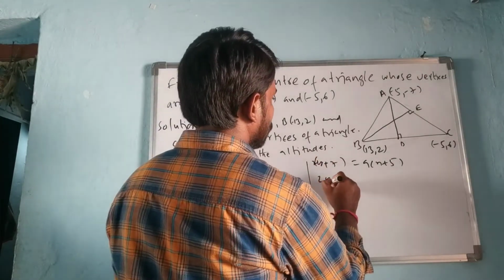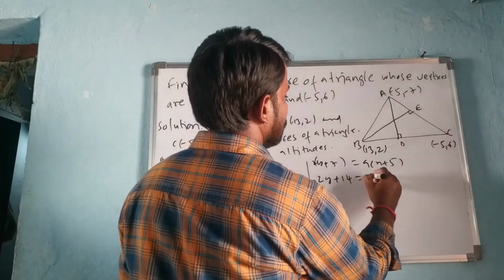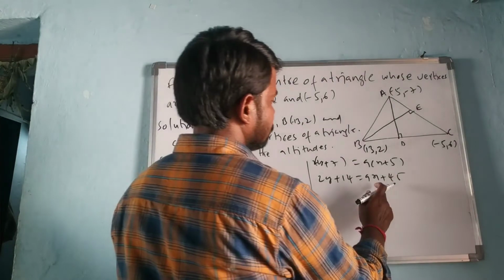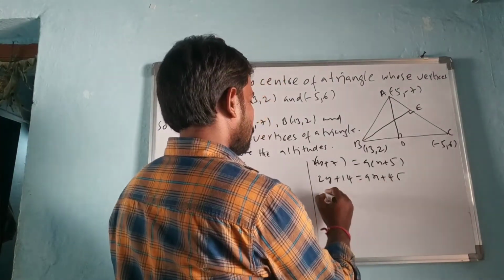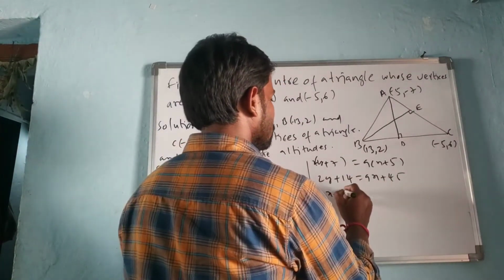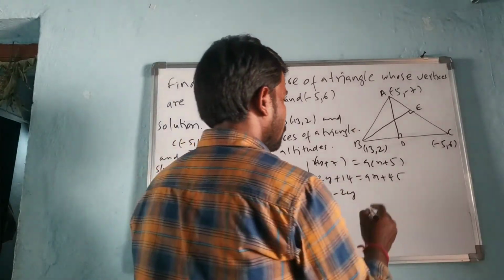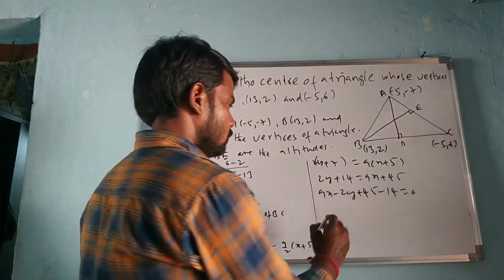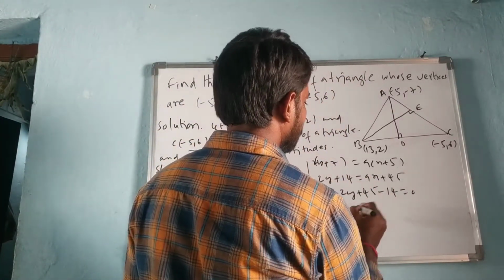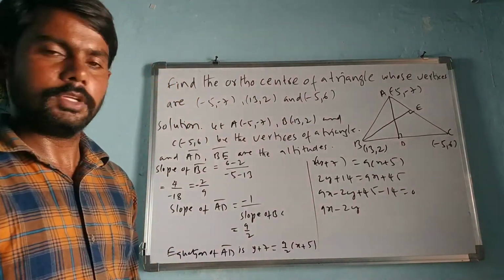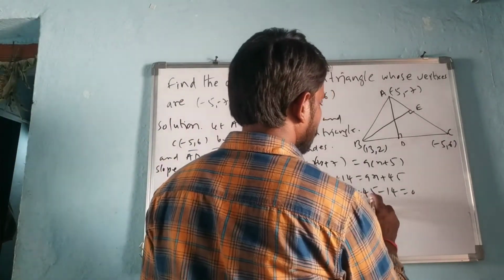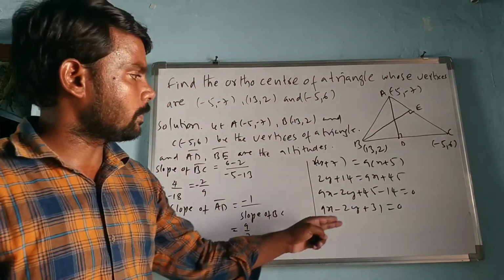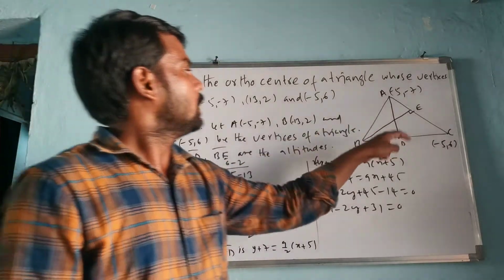So 2y plus 14 equals 9x plus 45. Then 9x minus 2y plus 45 minus 14 is equal to 0. Here 45 minus 14 is 31. So 9x minus 2y plus 31 is equal to 0 is the equation of AD.